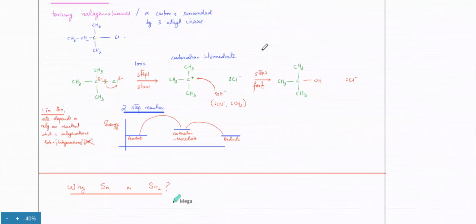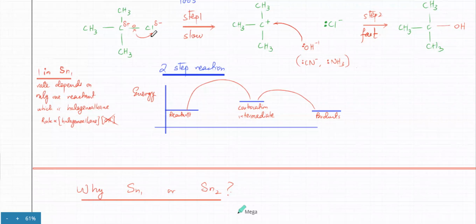In a tertiary halogenoalkane, the Cl has to break off first. The OH is not going to do anything. Once the Cl has broken off and a carbocation has formed, only then would the OH come in and bond with the carbocation. So why is this happening?